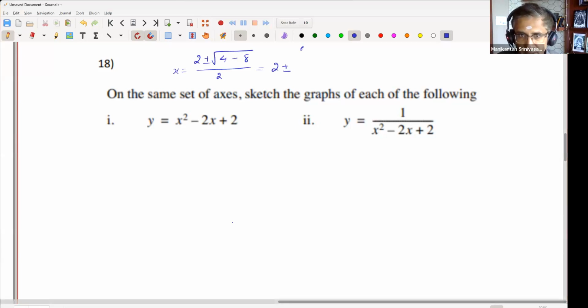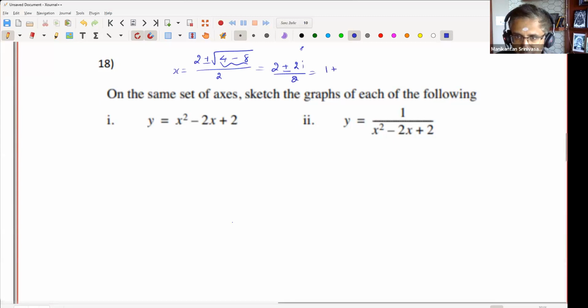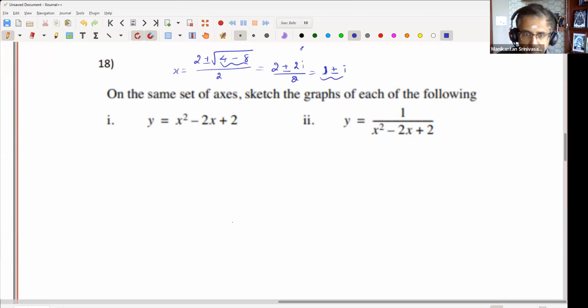Now that you have learned complex numbers, this is negative 4. Therefore, it's 2i by 2. So it's 1 plus or minus i. He's not asking us to solve, but I'm just saying. So the roots are complex.